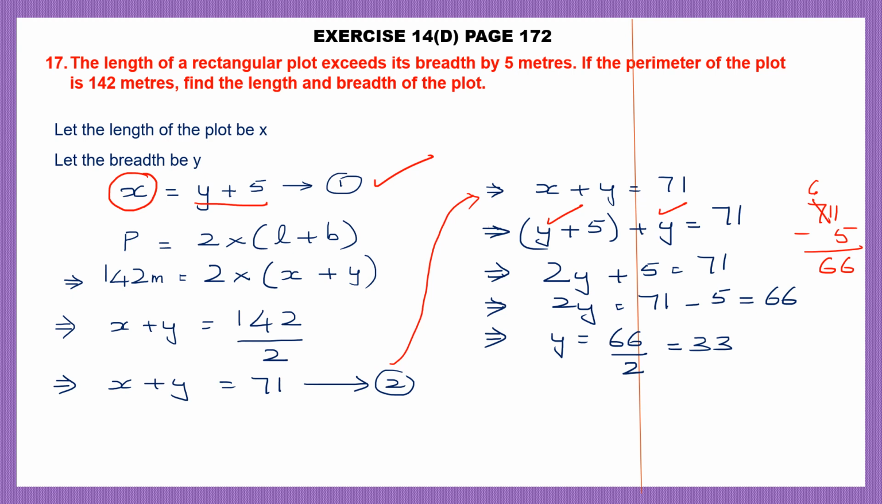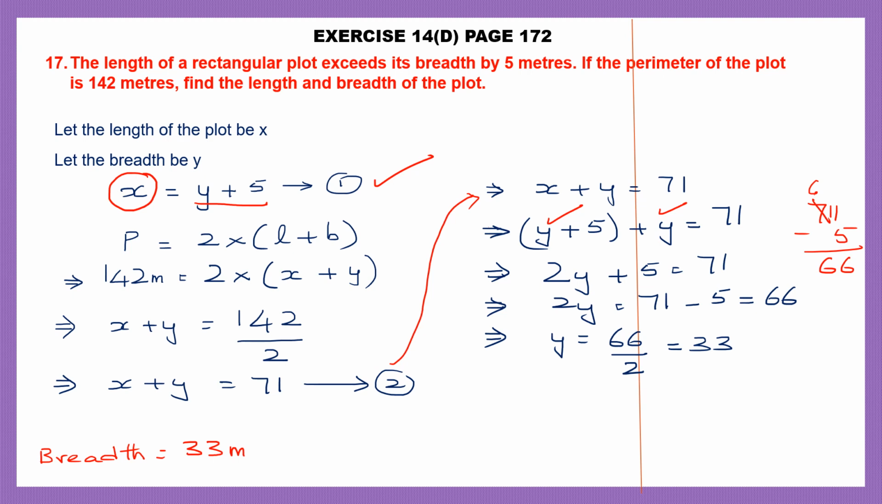So now I know the value of y. And what is y? According to what we have written here, breadth is y. So I have found the breadth of this plot. The breadth of the plot is 33. So let me write that down there properly. Breadth is 33, and the unit is meters. So 33 meters. Now I need to find the value of x.